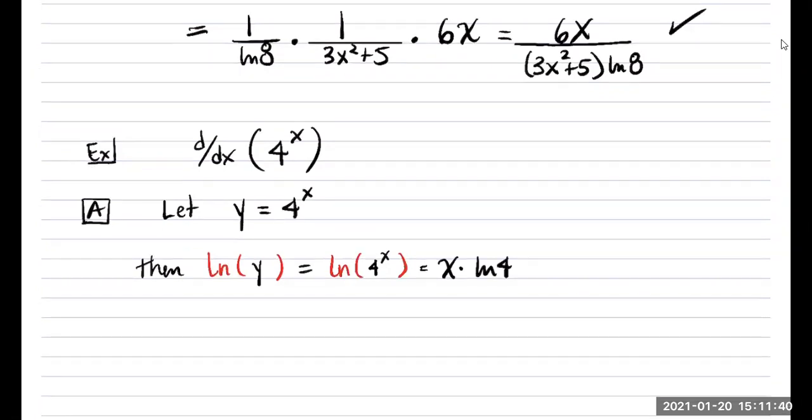So the derivative of the logarithm of y is the reciprocal of y times the derivative of y. On the right-hand side, the derivative of x times the constant ln4 is the constant ln4. Okay? Now multiply both sides by y to isolate the derivative.